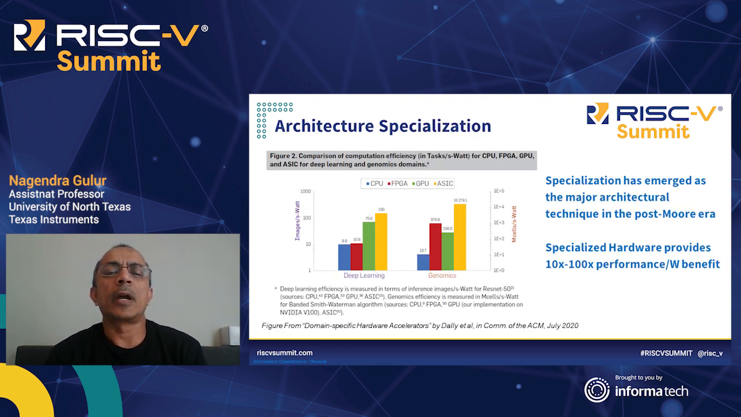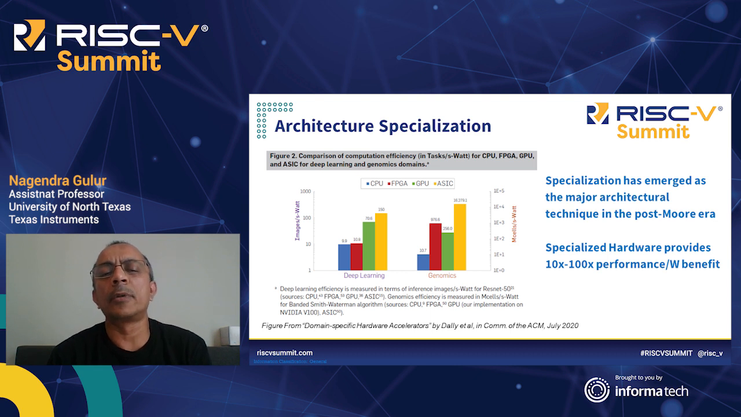Architecture specialization, right? As we all know, we have reached the post-Moore era where we do not get density in transistor packing anymore. This graph on the left, borrowed from Dally's article in Communications of the ACM, shows the difference in performance between a traditional CPU and an ASIC. Just focusing on the bars at the left for the deep learning workload, the metric here is images per watt. There is nearly a 15x difference between the traditional CPU implementation versus a hardwired ASIC.